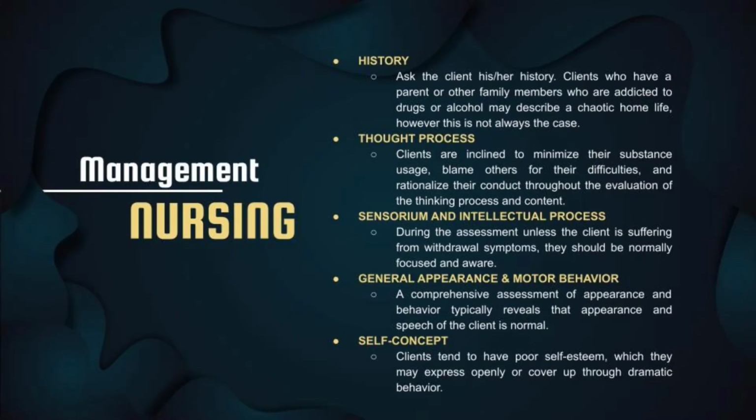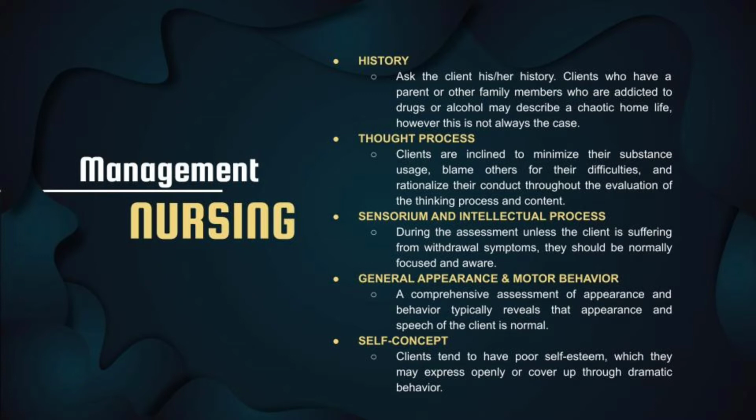We have now reached the point where we must understand how to manage drug abuse. First is nursing management. We must assess the client's history. Ask the client his or her history, because clients who have a parent or other family members who are addicted to drugs or alcohol may describe a chaotic home life. However, this is not always the case.